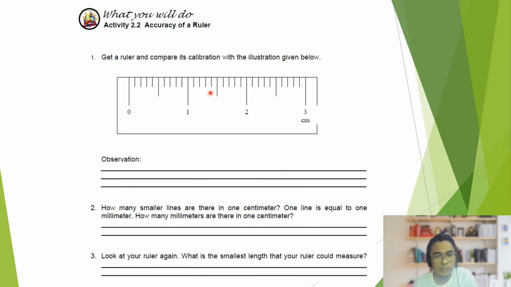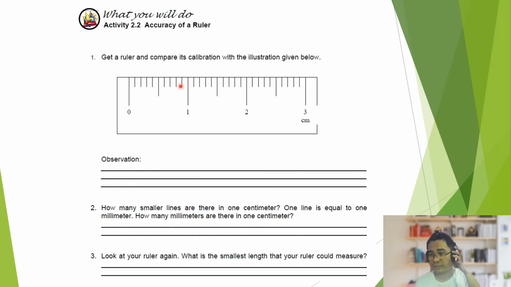Okay? So, take note. Here is a centimeter. So, where is that 1 centimeter? So, that is from this point up to that point. So, how many smaller lines are there in 1 centimeter? Okay? Now, one line is equal to 1 millimeter. So, for example, we have here from this point up to this point, that's 1 millimeter, right? So, how many millimeters are there in 1 centimeter?